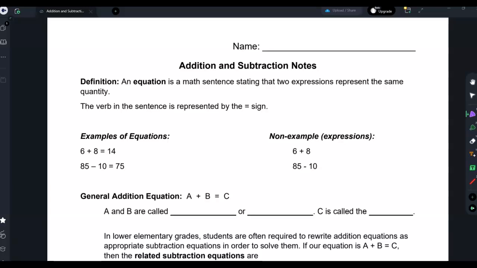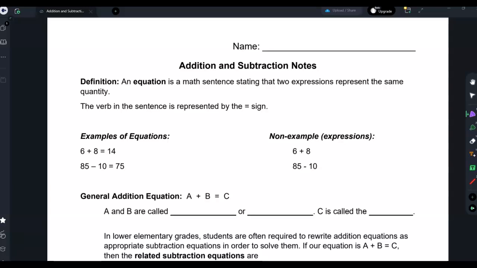We're going to start addition and subtraction just by defining what an equation is. An equation is a math sentence. In that math sentence, the verb of your sentence is basically the equal sign. So it's just a sentence in math that states that two expressions represent the same quantity, or to say that two things are equal. So the main thing we're looking for is an equal sign.